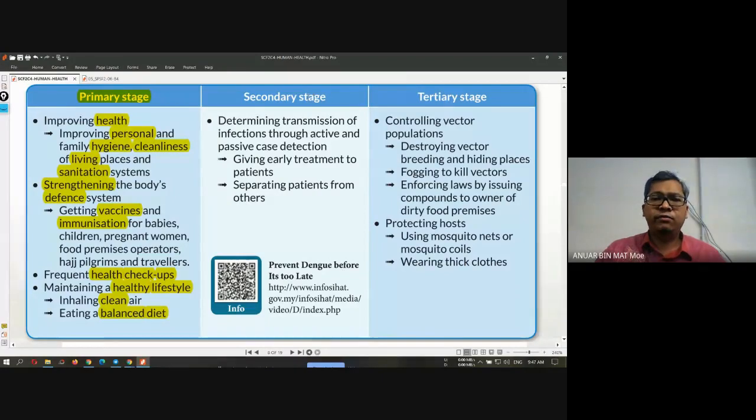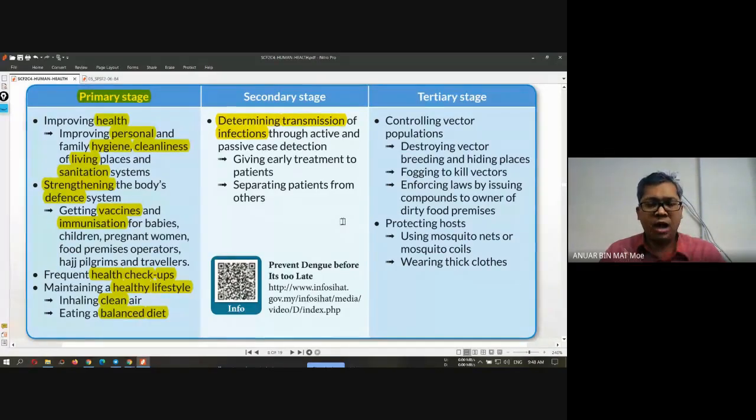So the secondary stage is just right now. The current condition right now, we are getting the new strain of virus, and we are undergoing the secondary stage right now. Why do I say like that? Because we want to determine the transmission of infection. We want to know where the disease comes from.